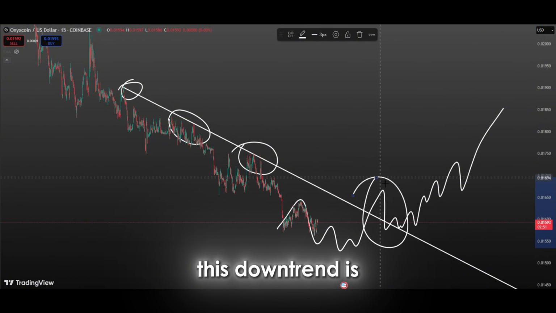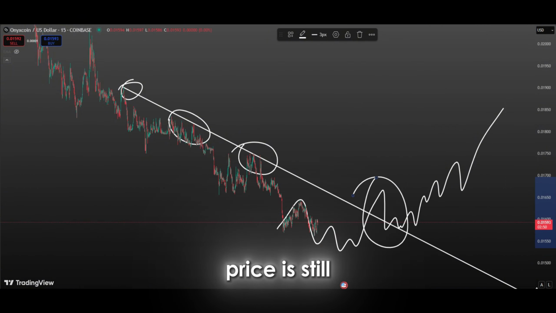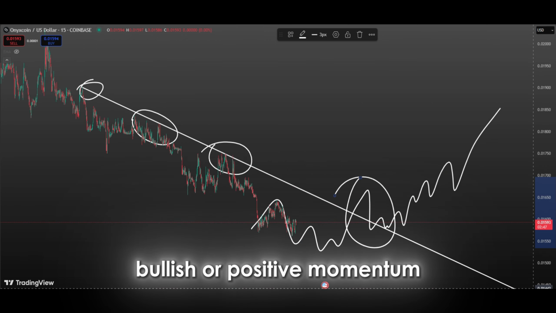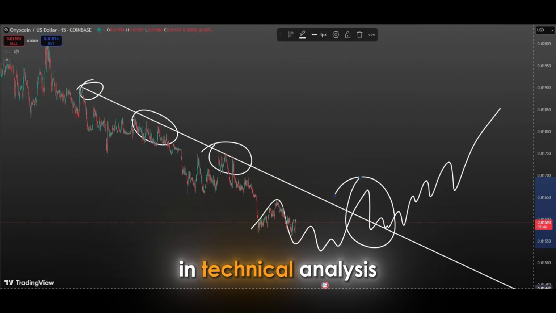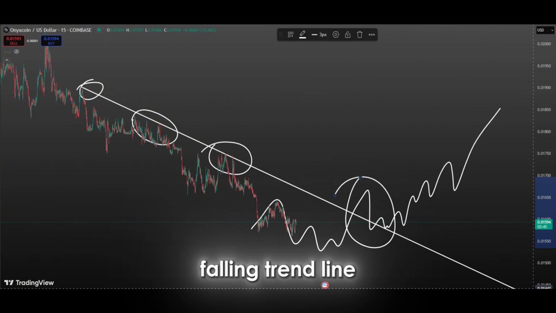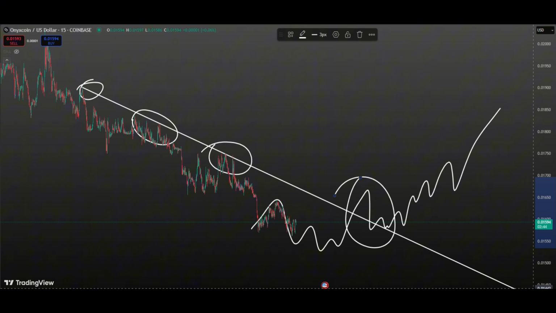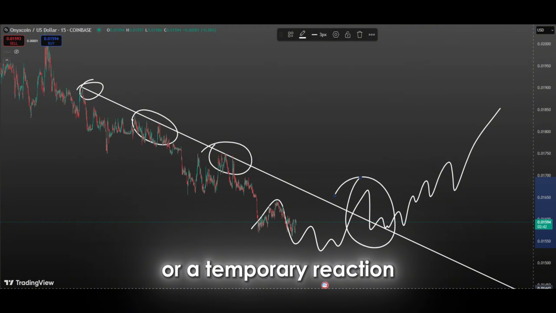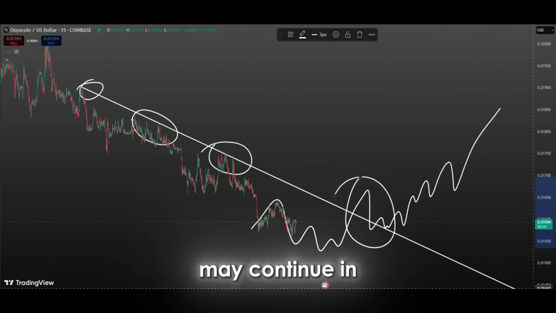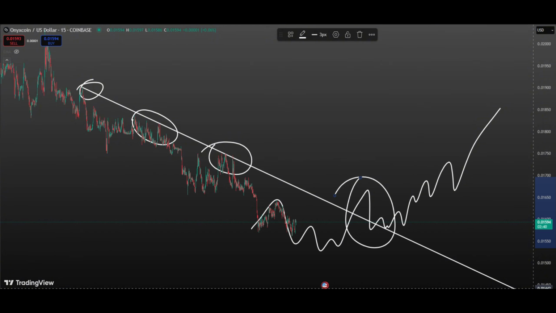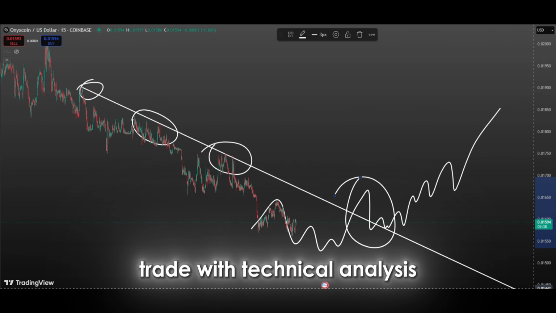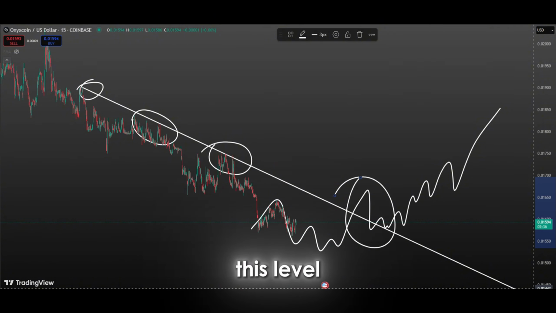The fact that this downtrend is still valid shows that the price is still moving under pressure, and it is too early to talk about a clear upward trend reversal. Because in order to talk about a bullish or positive momentum in technical analysis, the price must first break this falling trend line with volume and determination. Otherwise, every upward movement may remain as a correction wave or a temporary reaction, and the price may continue in the same downward trend. For this reason, it is extremely important for traders and those who trade with technical analysis to keep a close eye on this level.